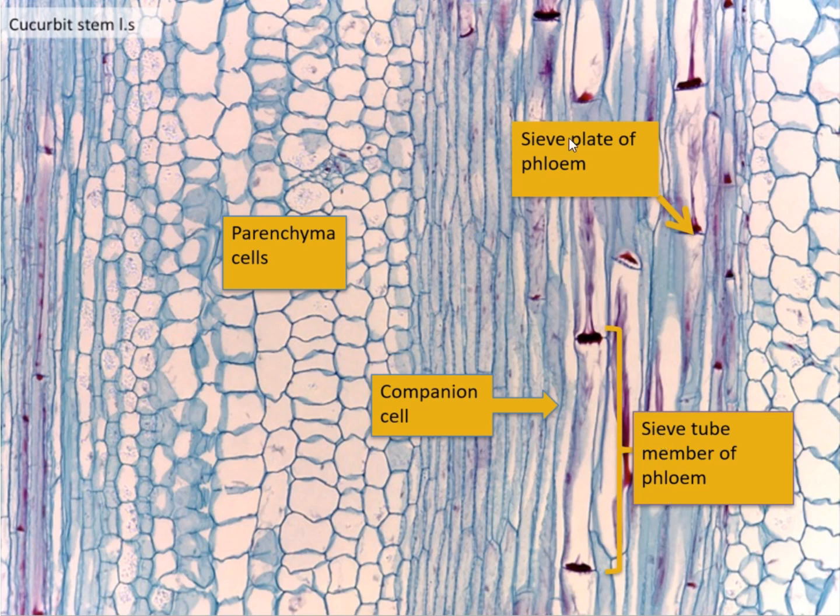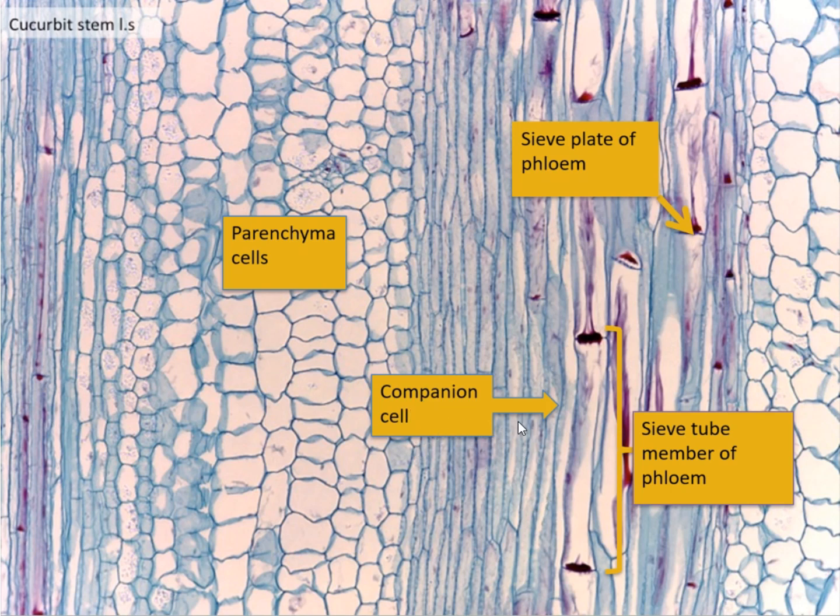And then in addition to a sieve plate, we also have what's called a sieve tube. So this is just a tube structure that, again, just adds to the overall ability for material to be transported effectively in the phloem tissue cells throughout the entirety of the cell and plant body.